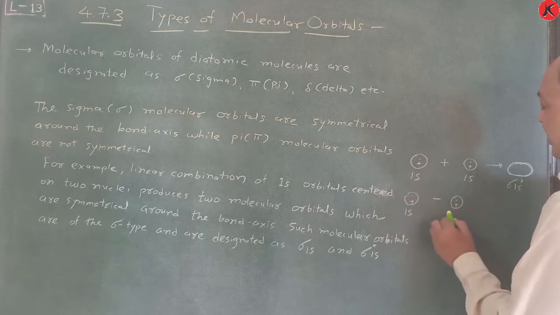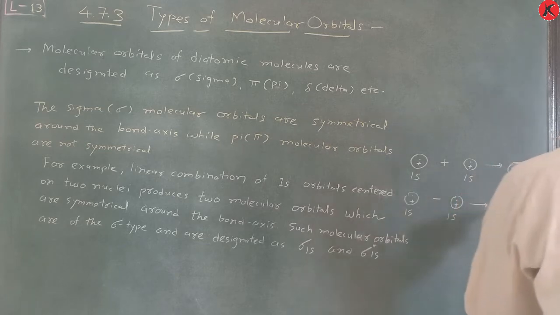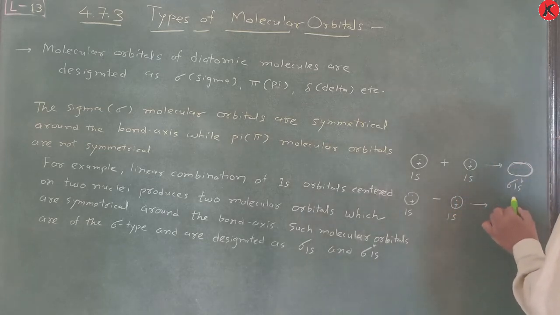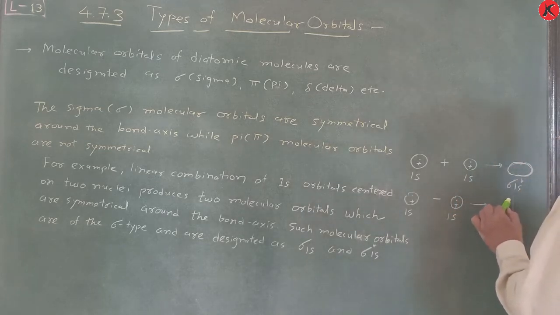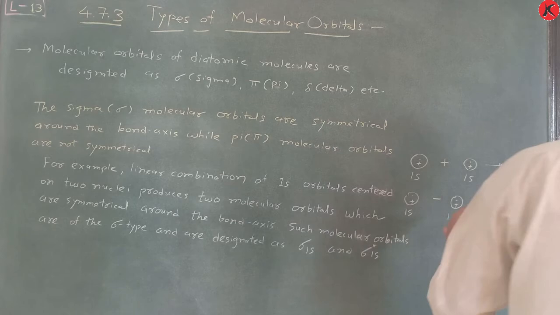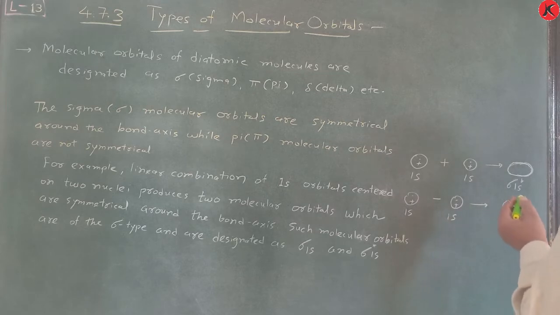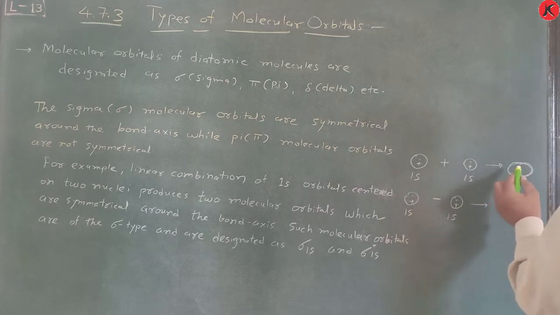This is also a 1s orbital, and this is also a 1s orbital, and they combine. Here the axis is separated out this way, and the overlapping is like this. We can say this is plus plus, and here there is a dot, and here plus and dot.